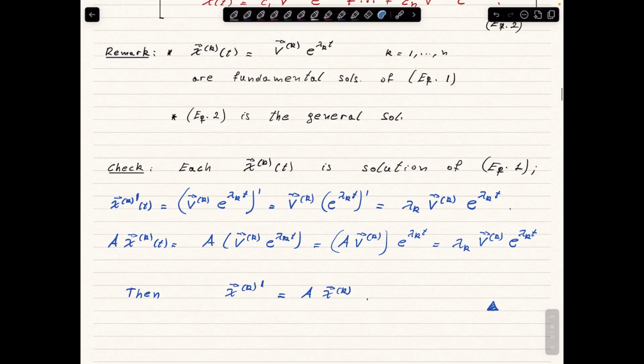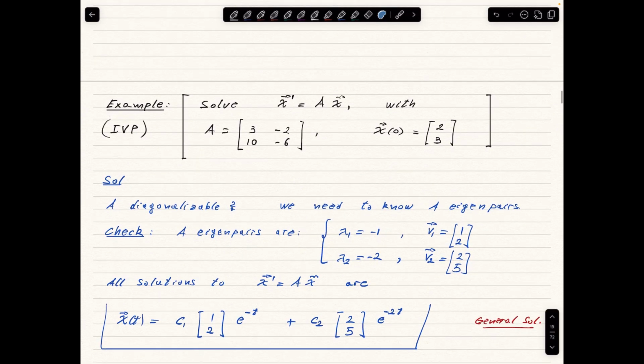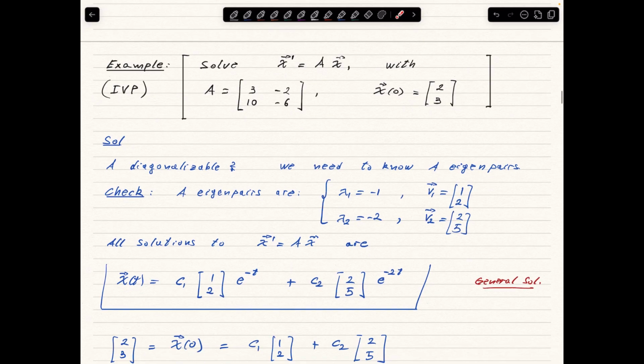We end this video with one more example. Unfortunately, we don't have time to solve it. The example is to solve a system of equations with this matrix, and now we have some initial conditions, and we are going to use the short version of the theorem to solve it. Essentially, here is the solution.